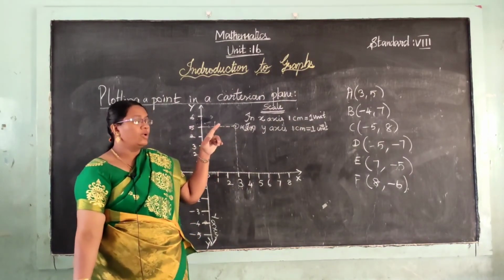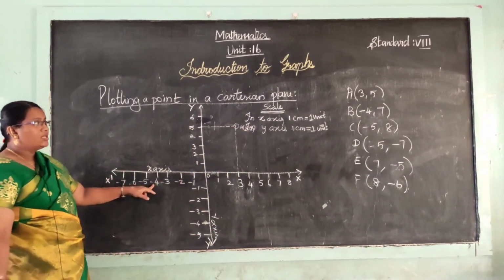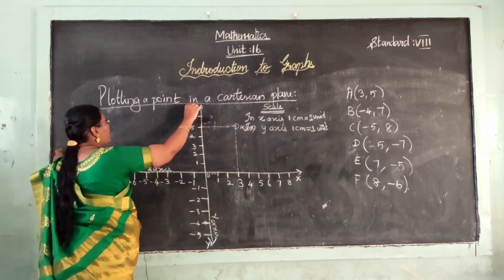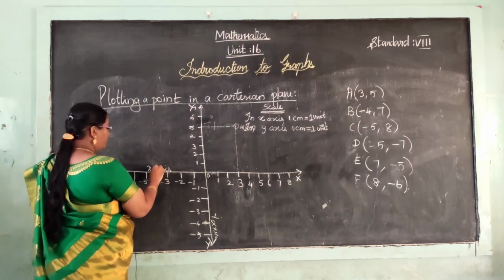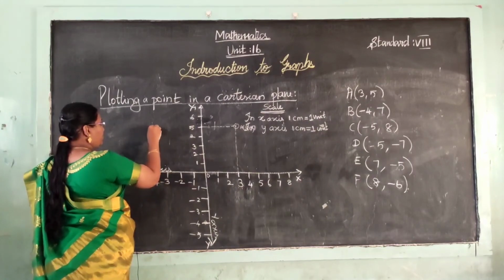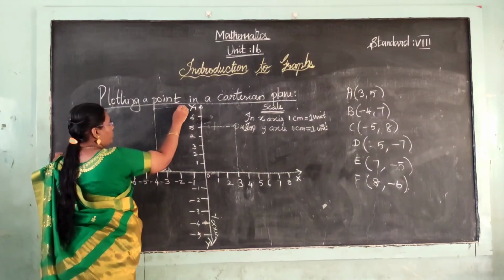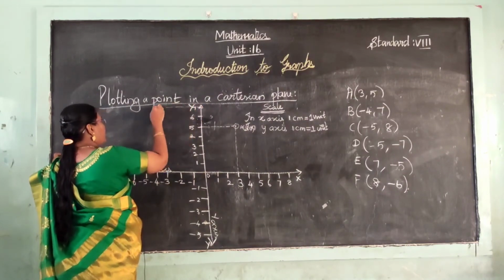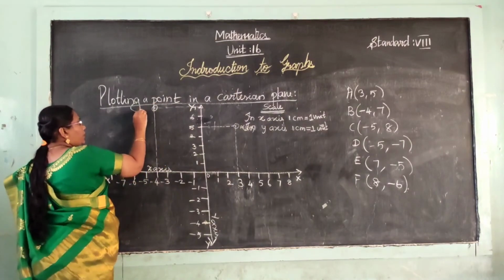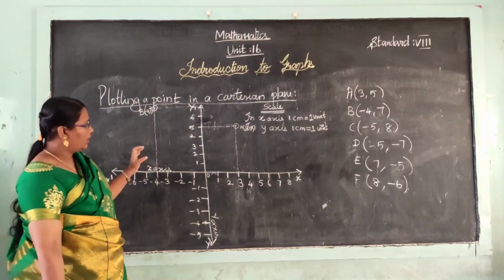So -4, the x coordinate value is -4. Where is -4? There, here. So the y coordinate point is 7, so positive value of 7. Okay, so you will draw from here to 7. The intersecting at the point is denoted by B of -4, 7. Okay, very clear?